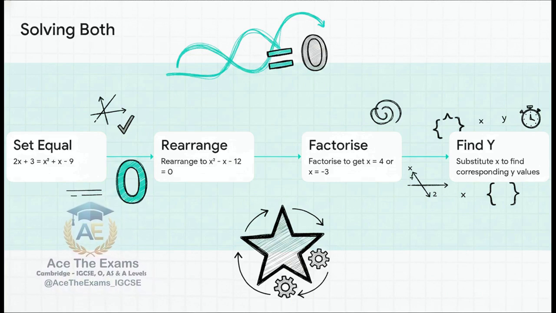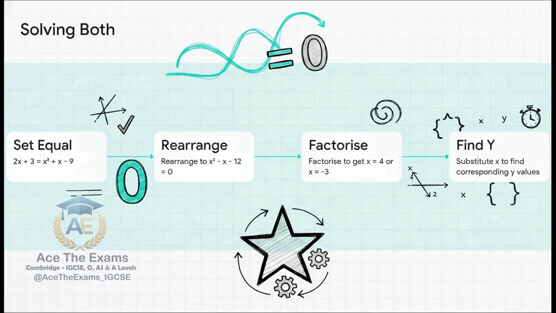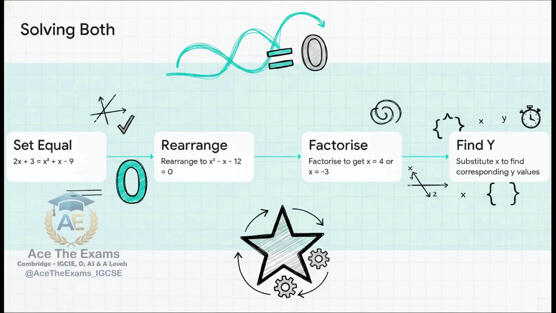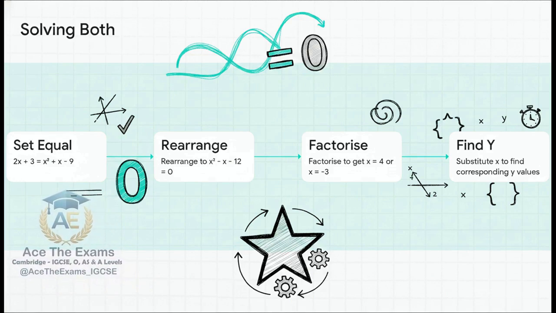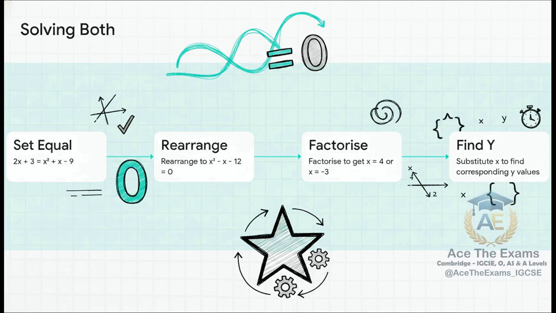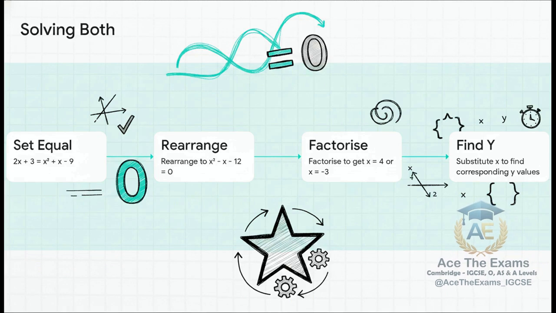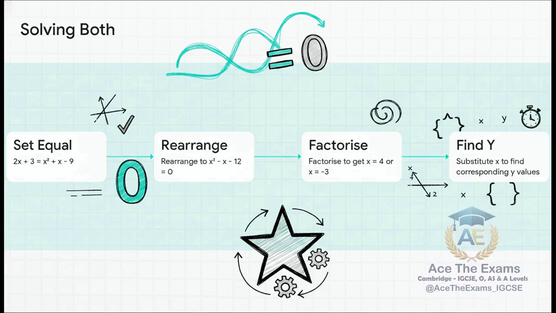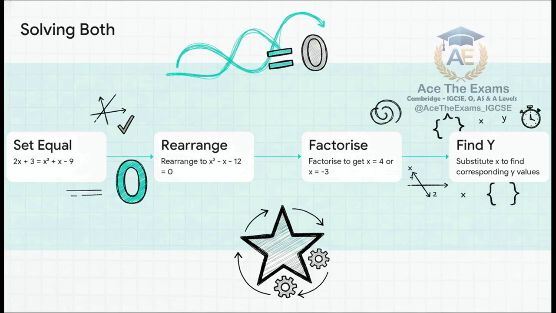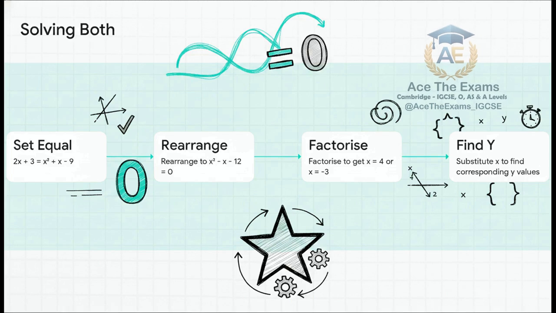Step 3. We factorize. We need two numbers that multiply to negative 12 and add to negative 1. Those numbers? Negative 4 and positive 3. So our brackets are x minus 4 and x plus 3 equals 0. This means our x values are 4 and negative 3. We have our x values, but are we done? No way. We need the corresponding y values.